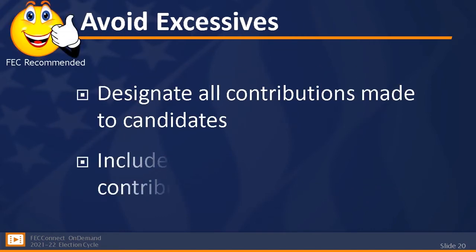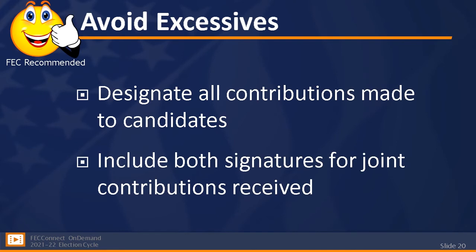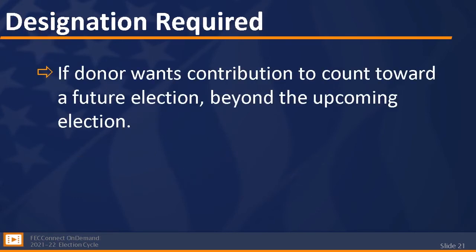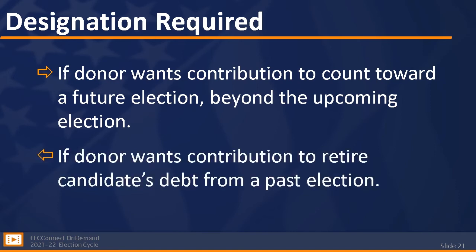The best way to deal with excessive contributions is not to receive any. The FEC recommends that donors designate all contributions made to candidates up front, and that recipient committees obtain signatures for all joint contributions received. In some cases, donors must designate their contributions. If, for example, a donor wants to make a general election contribution before the primary, designation would be required. Also, if a donor wants to make a debt retirement contribution, subject to the limits for a past election, designation would again be required.